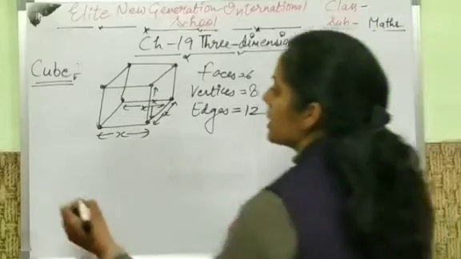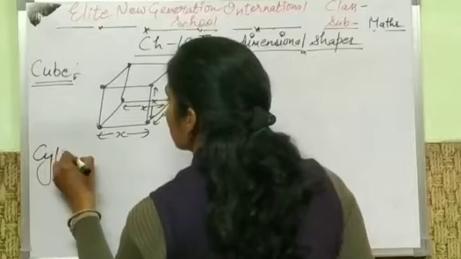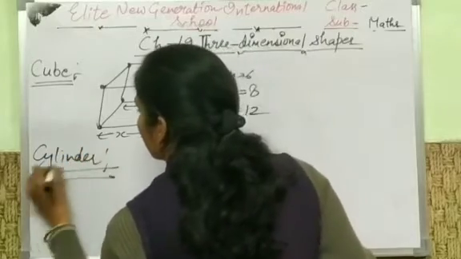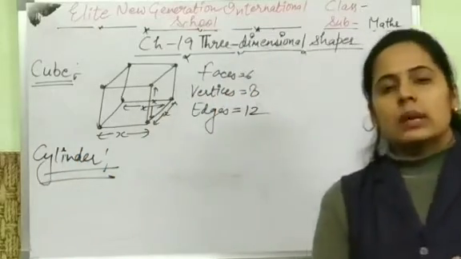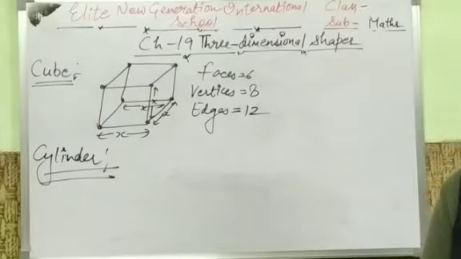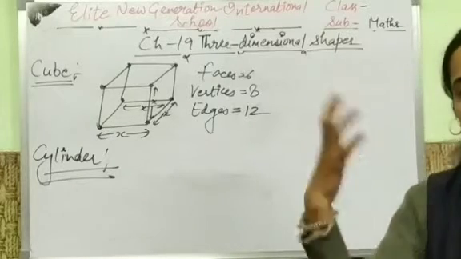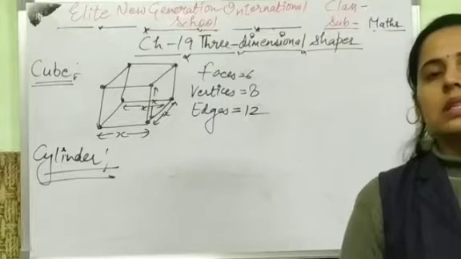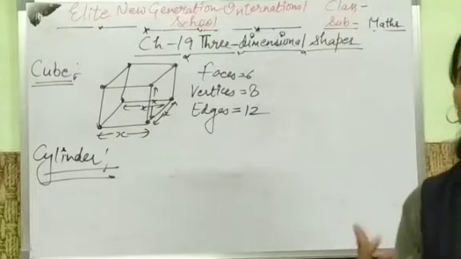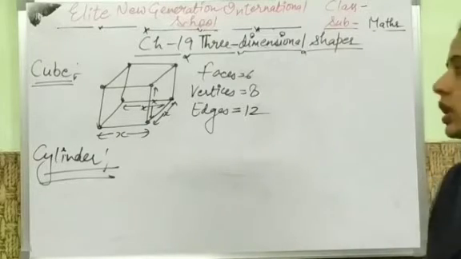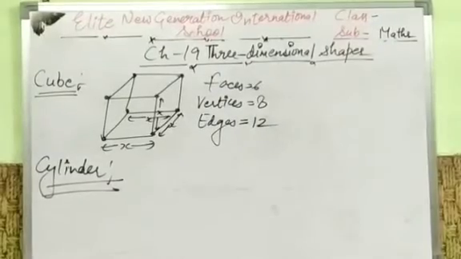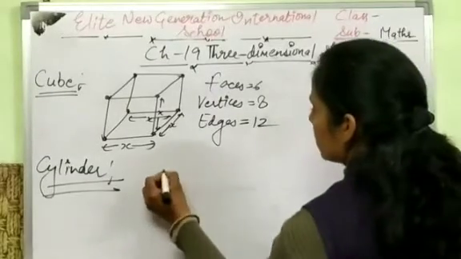Now next one is cylinder. Some solid shapes like circular pipes, circular pillars and gas cylinders are all examples of a cylinder, and they are said to be cylindrical in shape. So now let's make the shape of a cylinder.